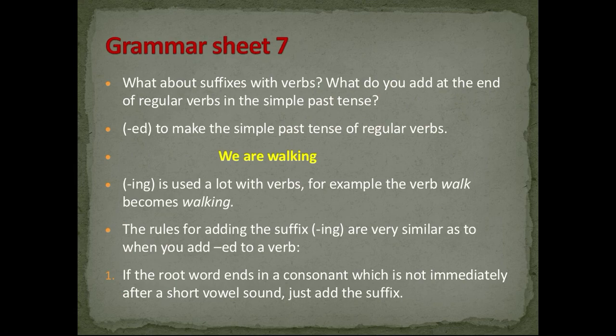If the root word ends in a consonant which is not immediately after a short vowel sound, we just add the suffix. If there is no vowel in the middle, you add the suffix, okay? Also, sometimes if there's a short vowel like "buy", you will add -ing immediately. You're not going to change the y, okay?